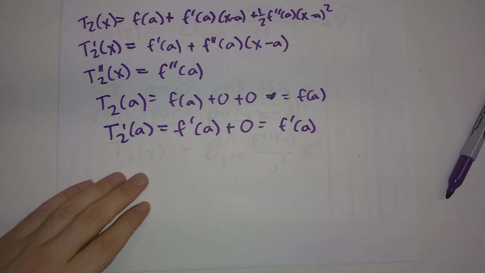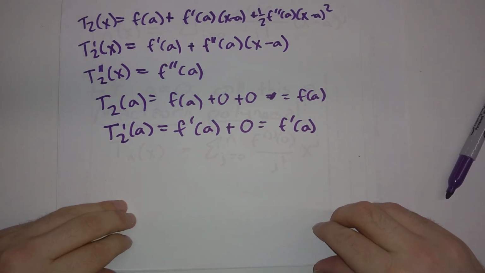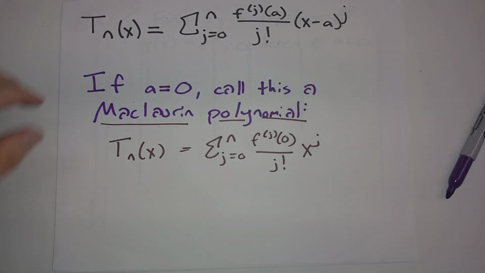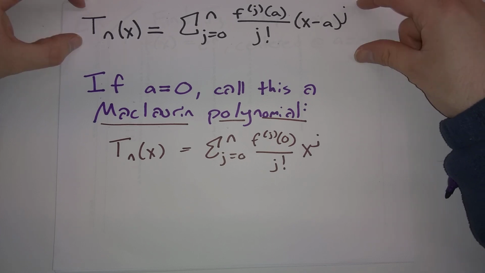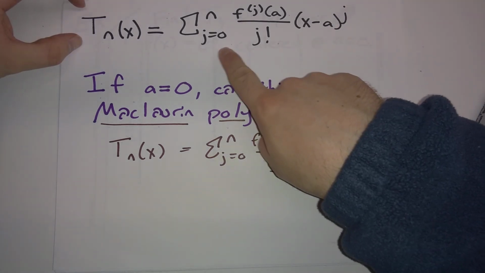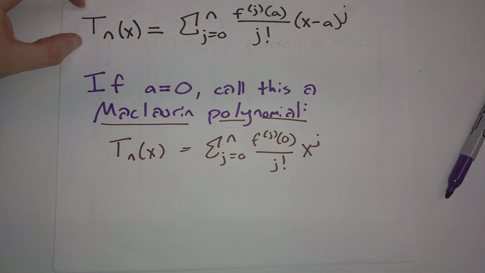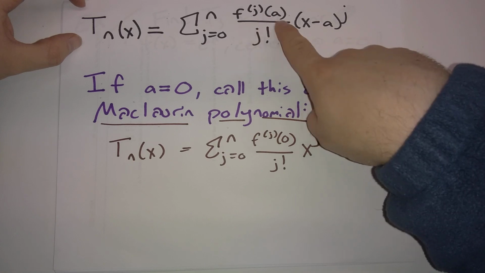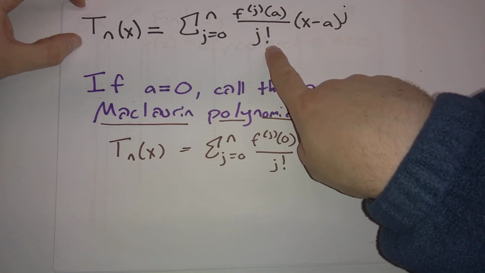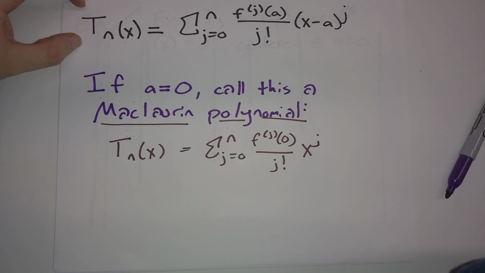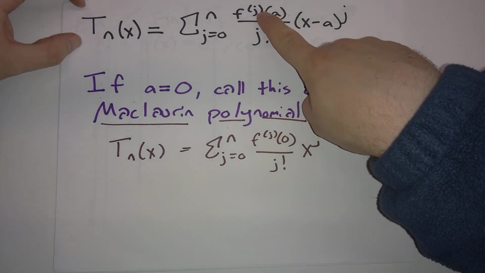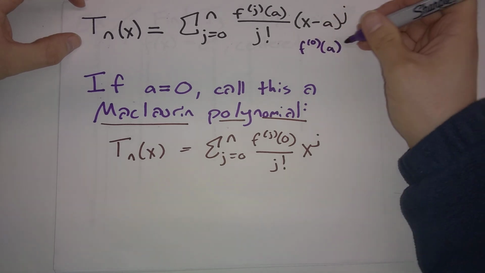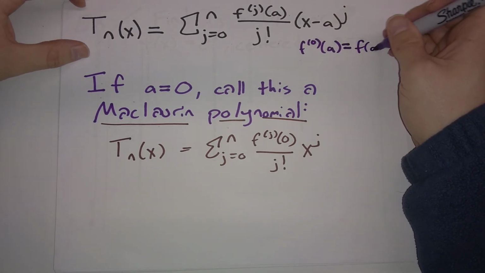Okay, so we are close to being ready for our first actual example here. Before we do our first actual example, just a little bit of notation here. Tn of x, we can write this in succinct summation notation. The sum from j equals 0 to n of the jth derivative of f evaluated at a divided by j factorial times x minus a to the jth power. The 0th derivative, f0 of a, by definition, is just f of a.